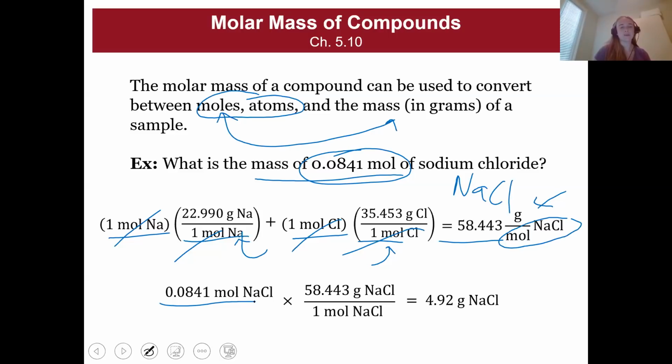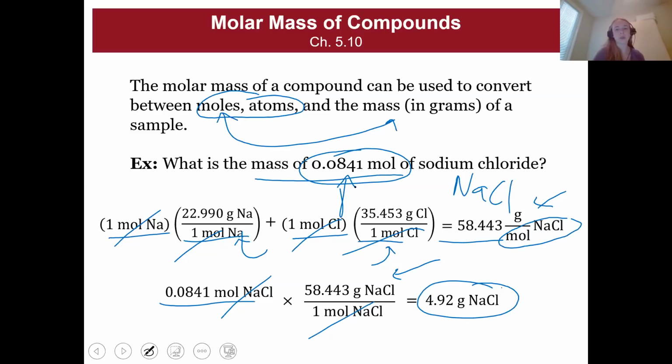And we want to find mass in grams, so we have to write our molar mass this way so that we can cancel out moles and end up with grams. So we multiply by our molar mass, moles cancel out, and we end up with 4.92 grams of sodium chloride. Our question started with 0.0841 moles, so we have 3 sig figs in our answer.